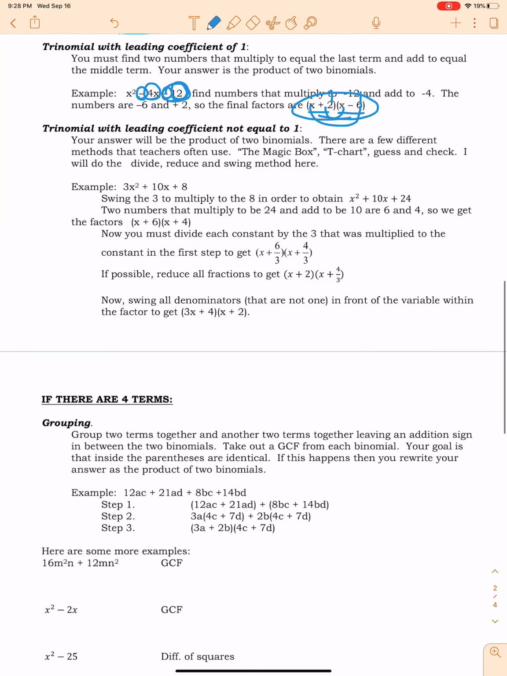Trinomial with the leading coefficient not equal to 1. That's where things get messy. And the swing and divide method is given to you here, but remember, I don't really like for you to use that. So if you can do it correctly, no problem. But I've yet to meet a kid who does.